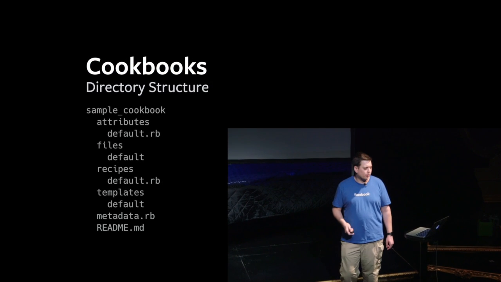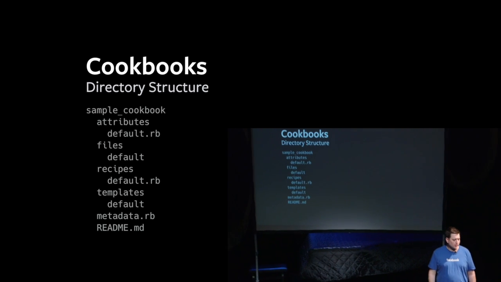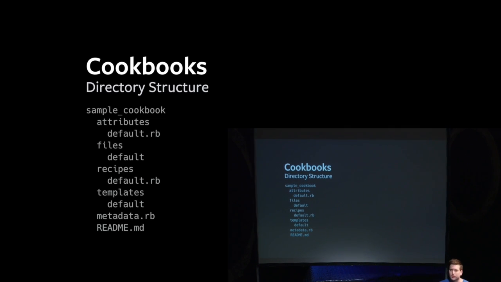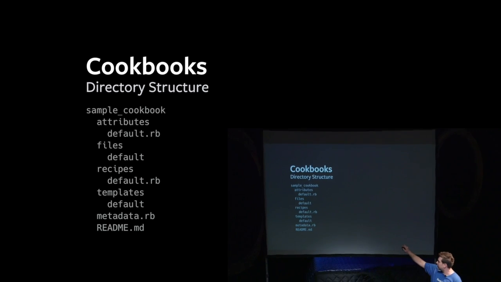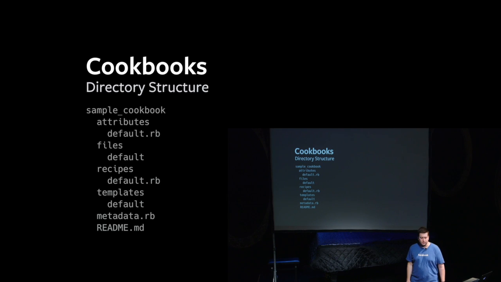This is the general structure of a cookbook. It is simplified for this example, but it gives you an idea of what you can have in a cookbook and what the structure would look like. The sample cookbook is a directory, and then everything that doesn't have a file extension is also a directory. So you have attributes with the default file in it, files with another directory called default inside of it.